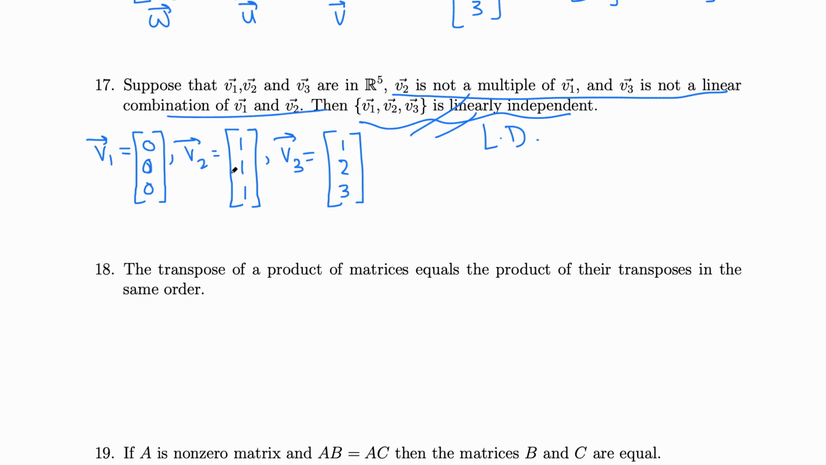But V1, V2, V3 is linearly dependent. Why? Because V1 is a 0 vector, and we know that in a list of vectors, if one of them is a 0 vector, then that set is always linearly dependent.